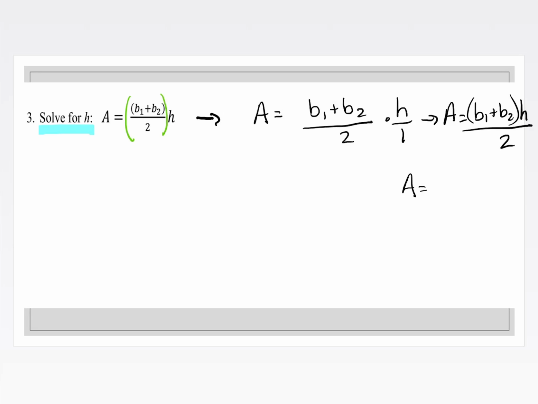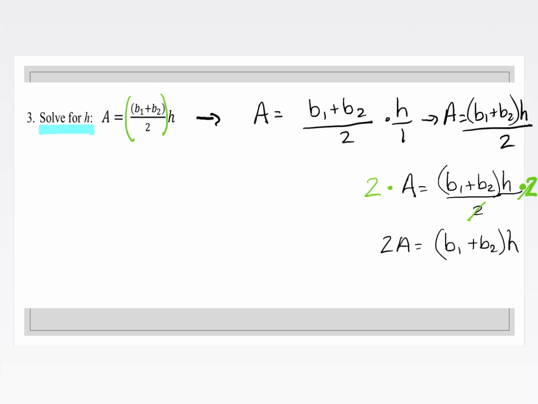I'm going to rewrite it here. So we're going to multiply the right-hand side by 2 and the left-hand side by 2. On the right-hand side, 2 divided by 2 reduces to just 1. So we're left with 2A equals b1 plus b2 times h. Now we could distribute, but again, that would make our problem more difficult. We want to get h alone, get it isolated. It needs to quarantine.